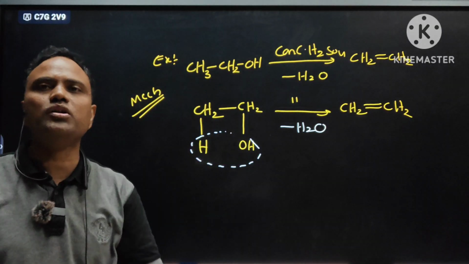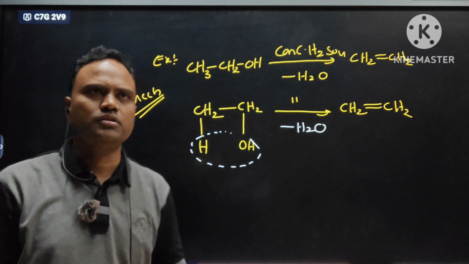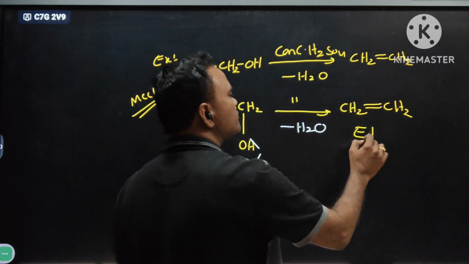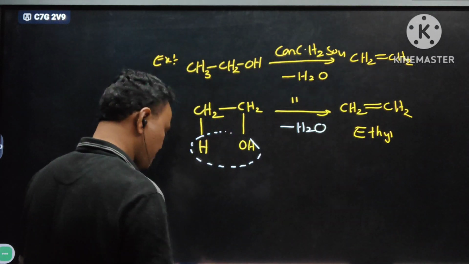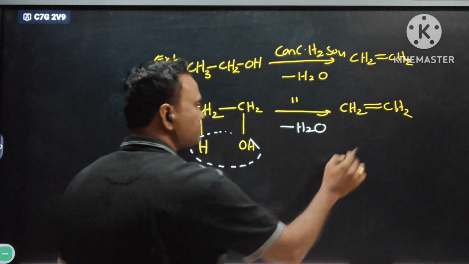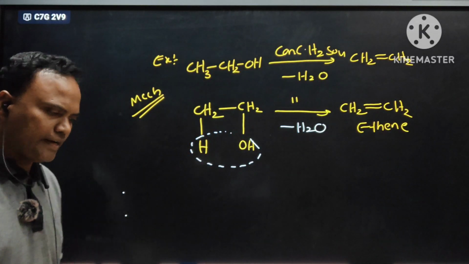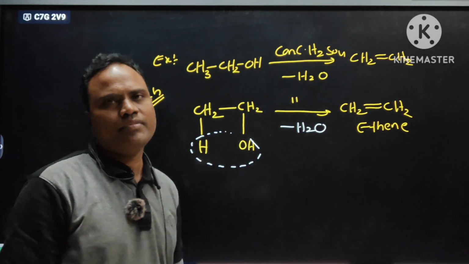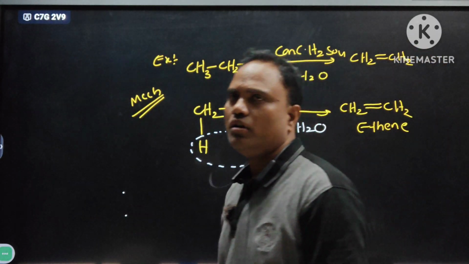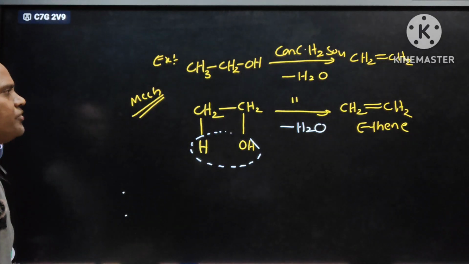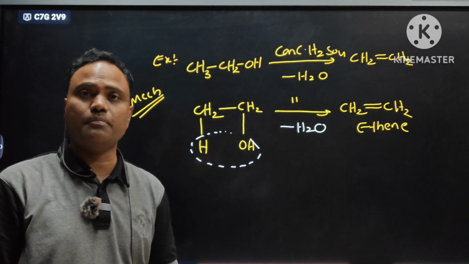This reaction came in the alkenes chapter in first year. This is also not new to you. Ethene is produced, ethene or ethylene. Alkenes are the products. What are the dehydration products of alcohols? Alkenes. Dehydration products of alcohol are alkenes. Now let us see some important examples and mechanisms.